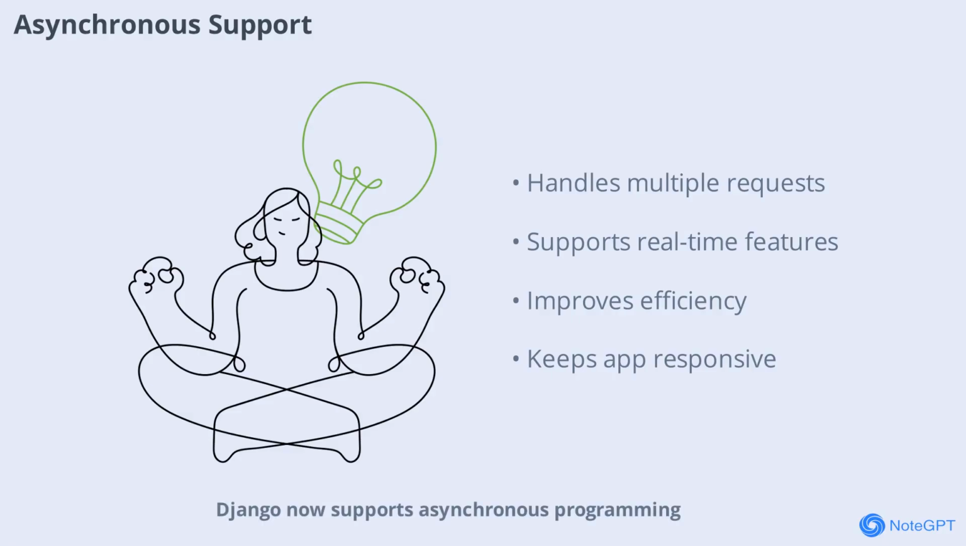Django now supports asynchronous programming, allowing you to handle multiple requests simultaneously. This is especially useful for real-time features like chat, notifications, or live updates. Asynchronous support keeps your application responsive and efficient, even under heavy load.